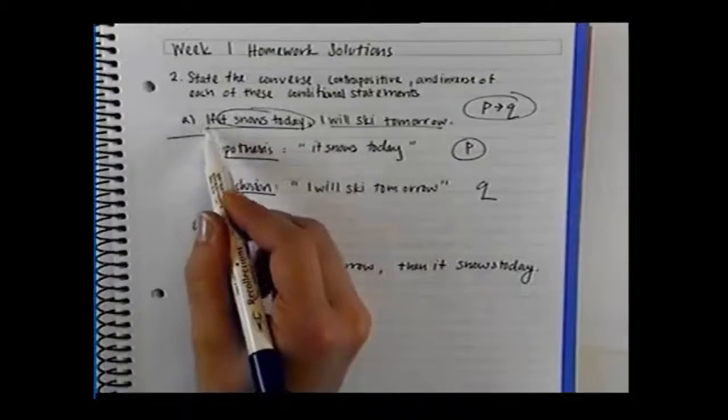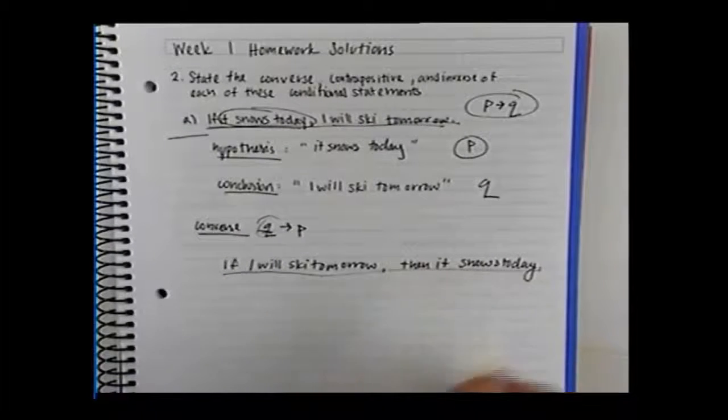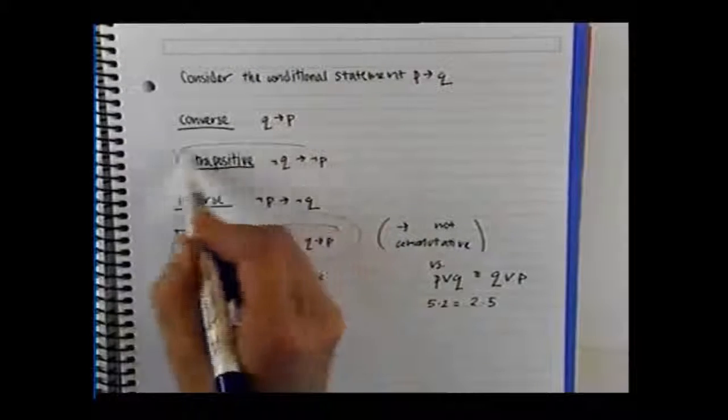I think this is a great example of why those aren't logically equivalent statements. You can kind of see that if it snows today, I will ski tomorrow, doesn't mean the same thing as if I ski tomorrow, then it will snow today. So that's a good example of that. Now let's move on to the contrapositive.